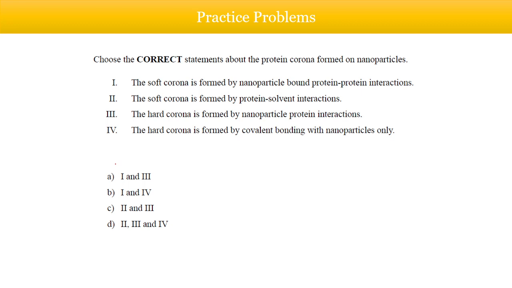So choose the correct statements about the protein corona formed on nanoparticles. So the hard corona is formed by direct interaction of the protein with your nanoparticle, whereas the soft corona is formed by nanoparticle bound protein-protein interactions. Protein at the soft corona does not interact with the nanoparticles directly. So what is the option? Forms the protein-protein interaction, that is correct. And the hard corona is formed by nanoparticle protein interaction. So 1 and 3 are correct.